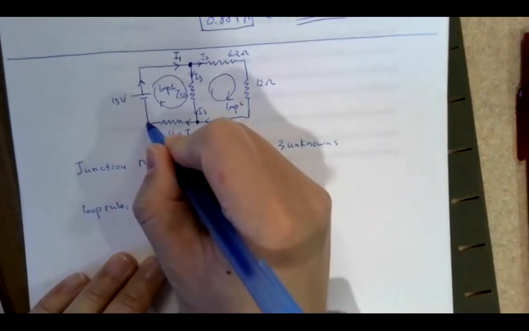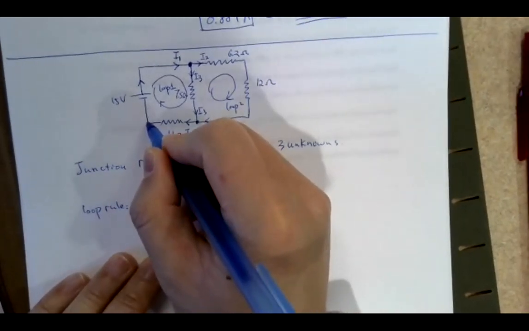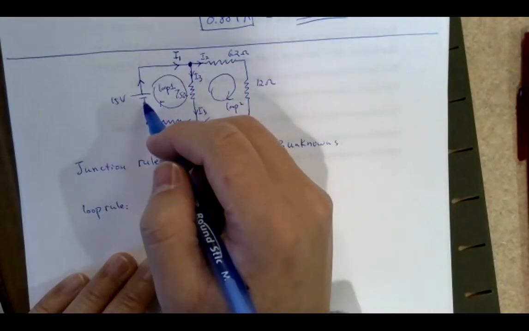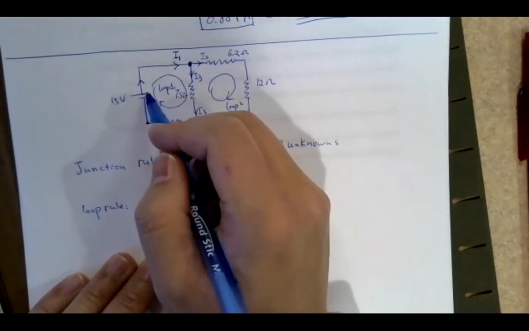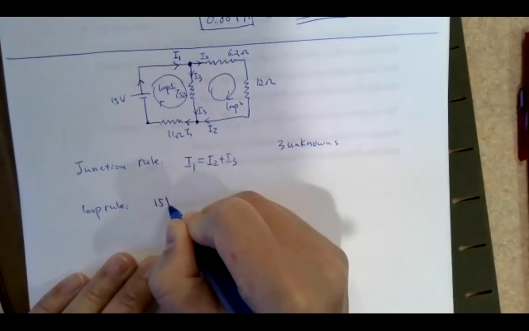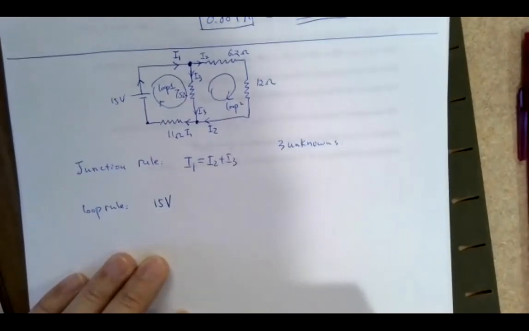I'm going to start from this point at the bottom here. The first element I encounter is this battery. I'm going from the negative terminal to the positive terminal again, which shows that my potential should increase by the amount of 15 volts.